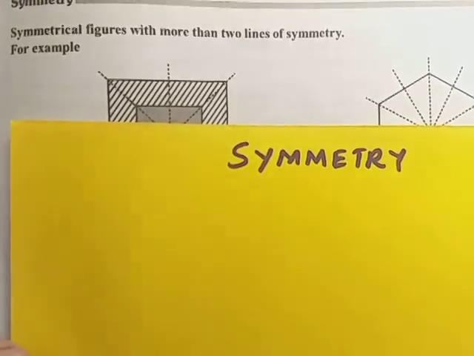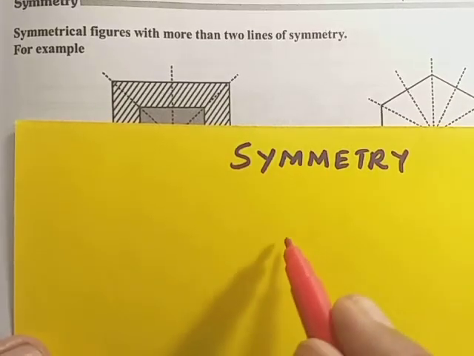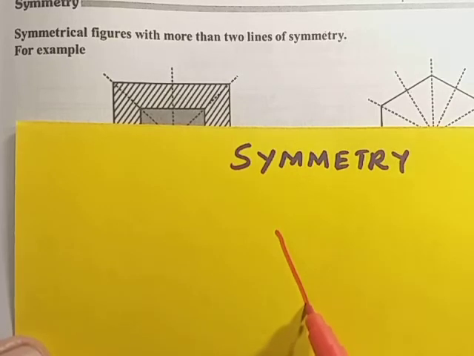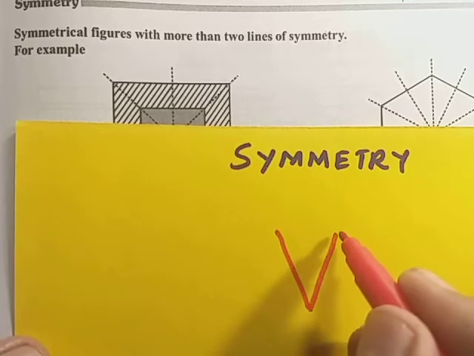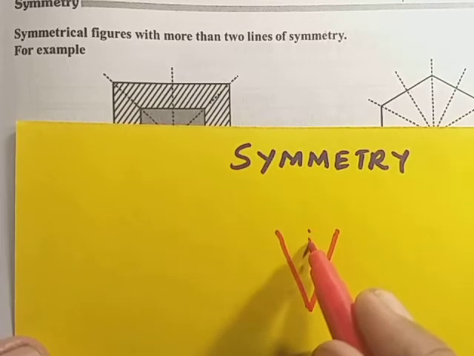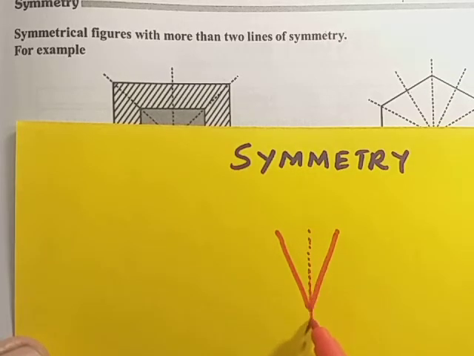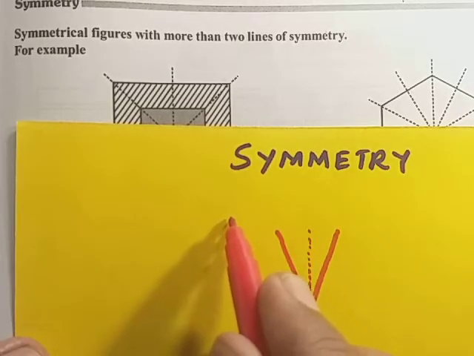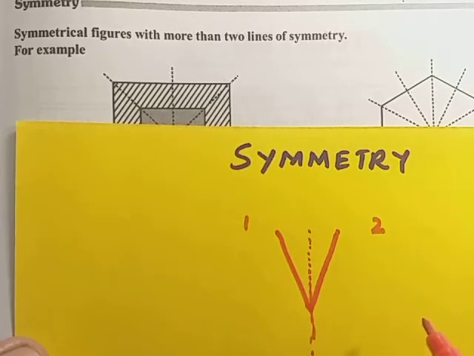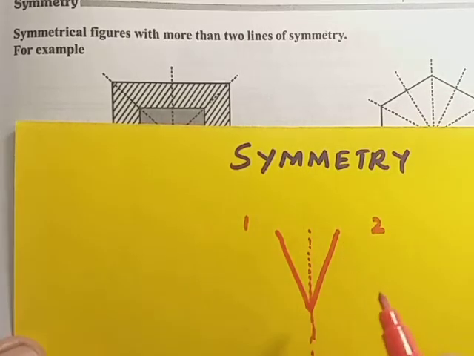Supposing I have a letter V. If letter V is taken into account and a line is drawn along the vertex here, there will be two parts, part 1 and part 2. Both of these two parts are identical.